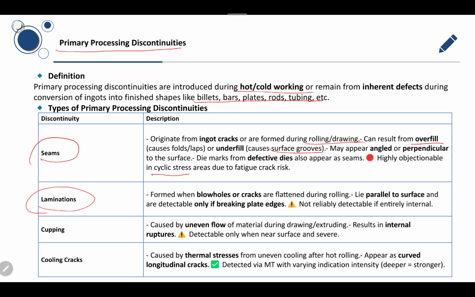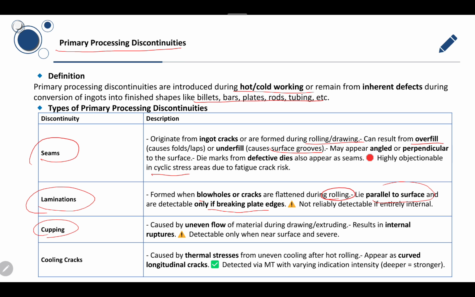Next one is laminations. These form when blowholes or cracks are flattened during rolling. They typically lie parallel to the surface and are only detectable if they break the plate edges. If they are entirely internal, they are not reliably detectable by MT.